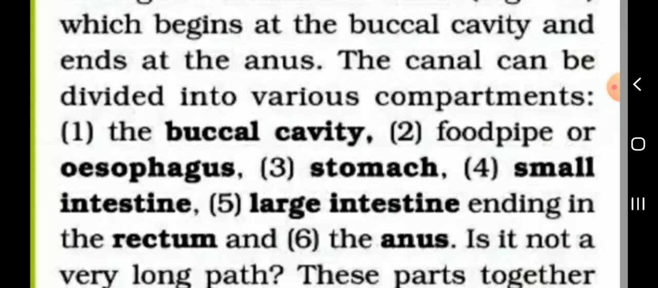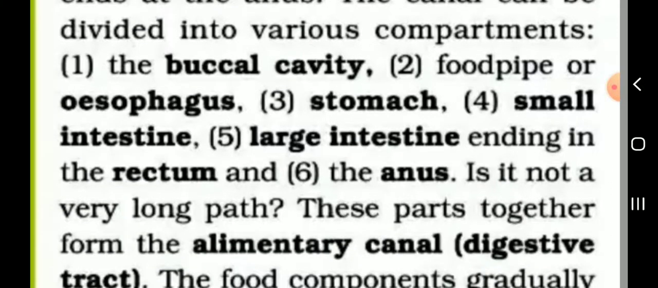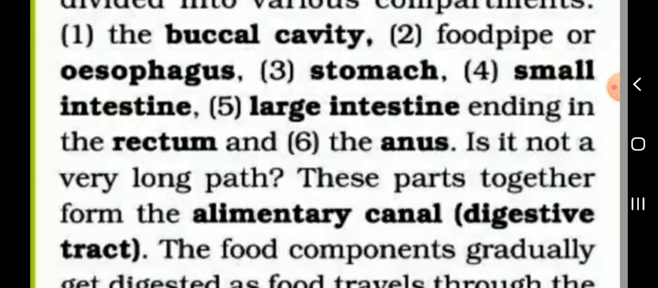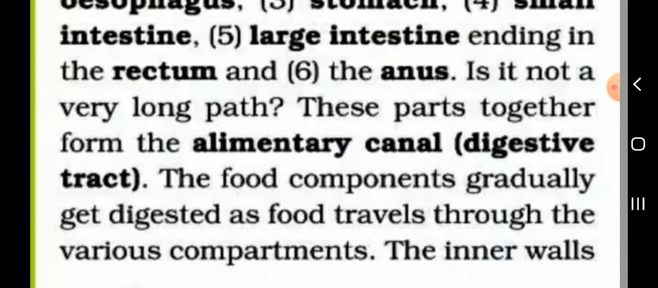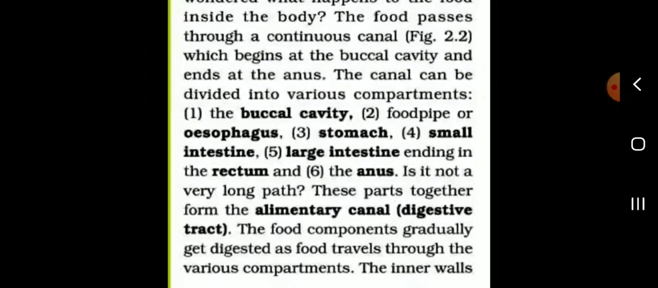These parts together form the alimentary canal. What is the alimentary canal? It is the digestive tract. The food components gradually get digested as food travels through the various compartments.